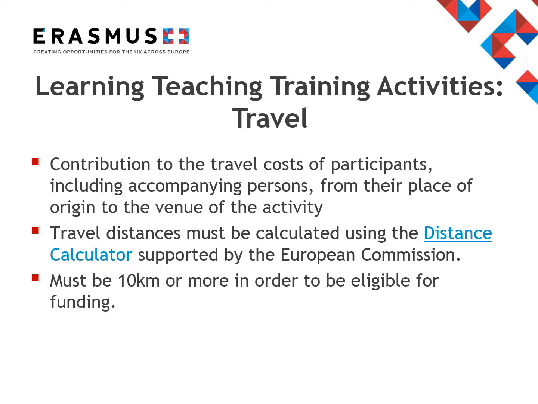For learning, teaching and training activities for travel, this contributes to the travel costs of participants, including accompanied persons, from the place of origin to the venue of activity. Travel distances must be calculated using the distance band calculator, which is supported by the European Commission, and travel must be 10 kilometres or more in order to be eligible for funding.